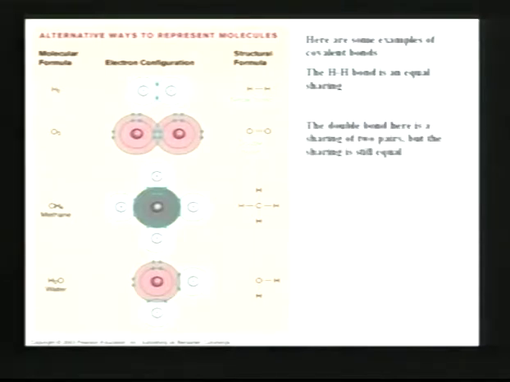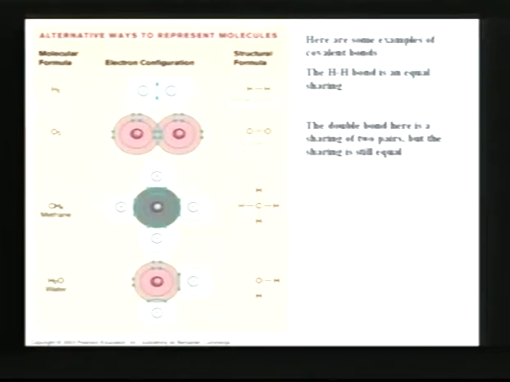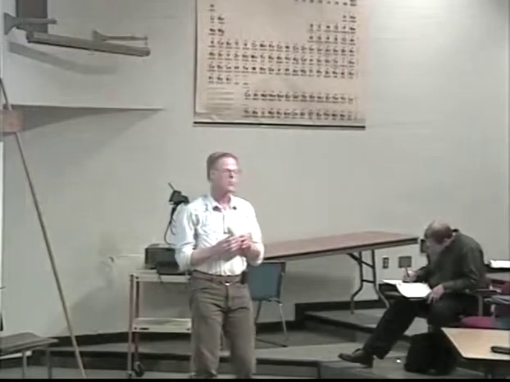The double bond that's shown here between these oxygen atoms is a sharing of 2 pairs. Okay, so there's an upper pair and a lower pair here. Again, we've filled the shells because we've got 8 electrons total in the outermost shell for each of these atoms. The sharing is still equal, mostly because those oxygen atoms are the same size. If they were radically different sizes, then there would probably be an unequal sharing. The larger of the 2 atoms would be sort of yanking those electrons away or pulling them away.